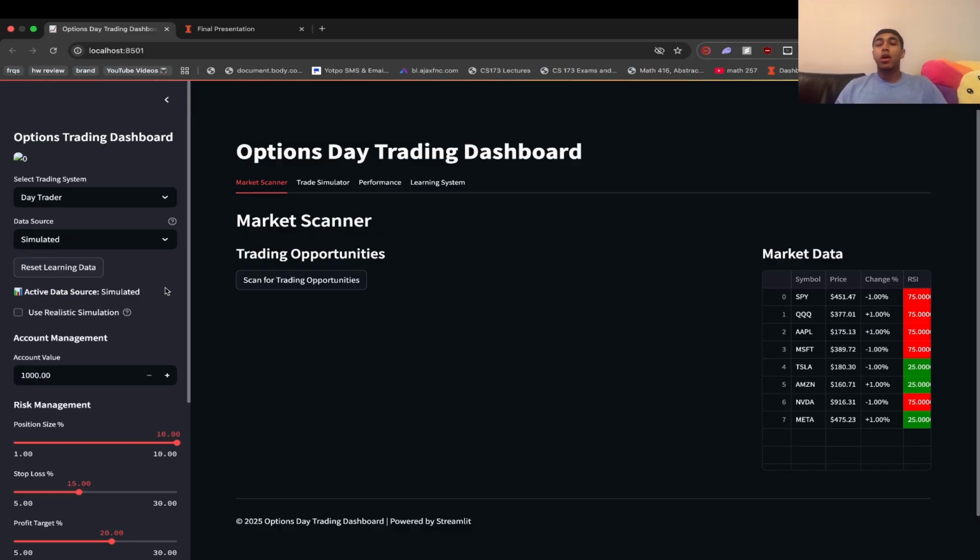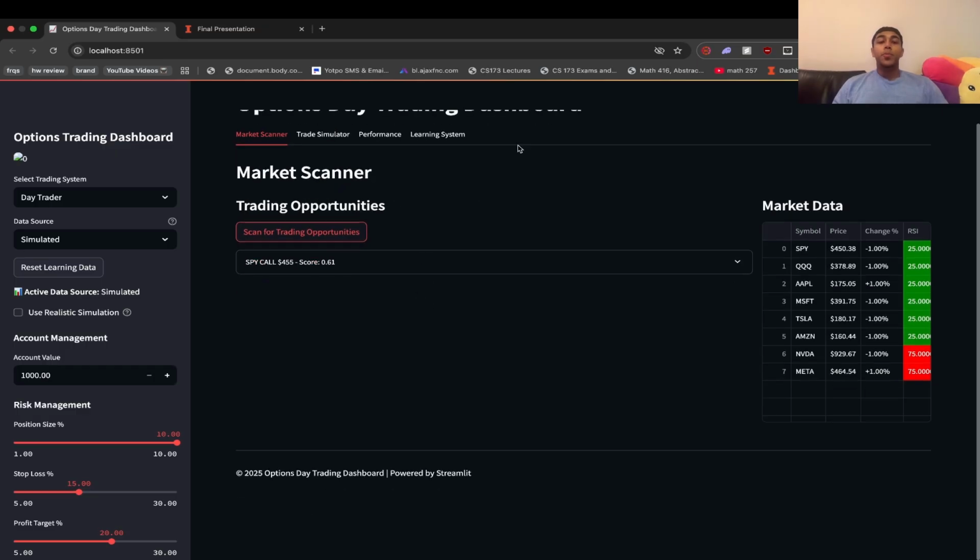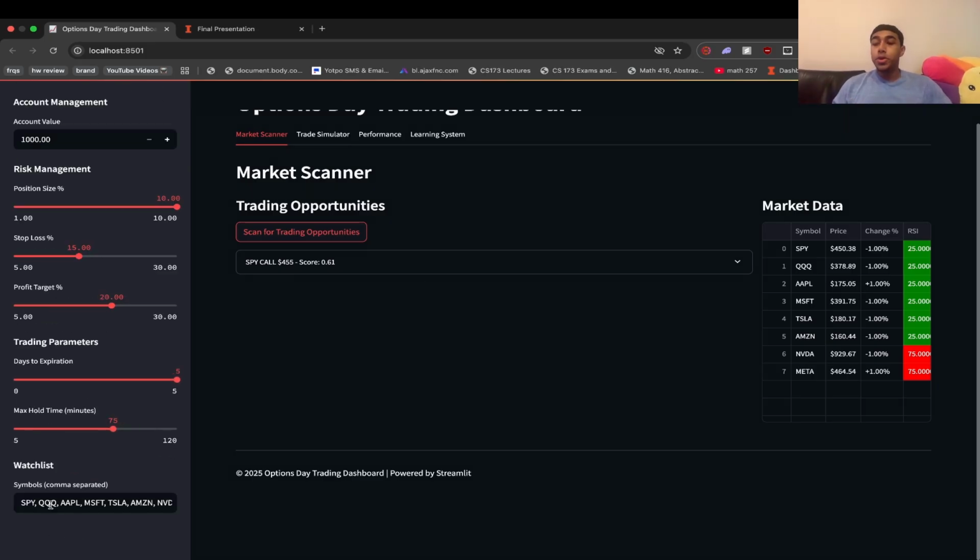First off, this started off as a stock predictor, but we started to move more into options because we did some research and found out more people actually trade options, such as myself, over day trading stocks. So the first thing that we have here is a market scanner. What this basically does is it takes our data source and scans it for trading opportunities. If I press scan for trading opportunities, it checks the current movement of these stocks right here: SPY, QQQ, Apple, Microsoft, Tesla, Amazon, Nvidia, and Meta.